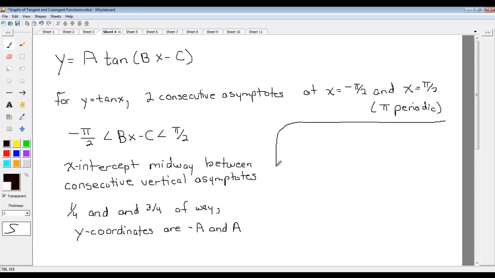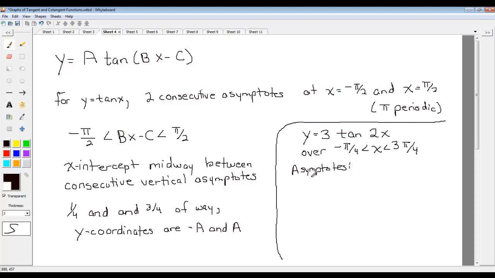Alright, so let's say we have to graph y equals 3 tan 2x, excuse me. And we're going to graph this over negative pi over 4 is less than x, which is less than 3 pi over 4. First, for the asymptotes, we can take negative pi over 2 is less than 2x, which is less than pi over 2. Solve that. You're going to get negative pi over 4 is less than x, which is less than pi over 4. And then you can also repeat.